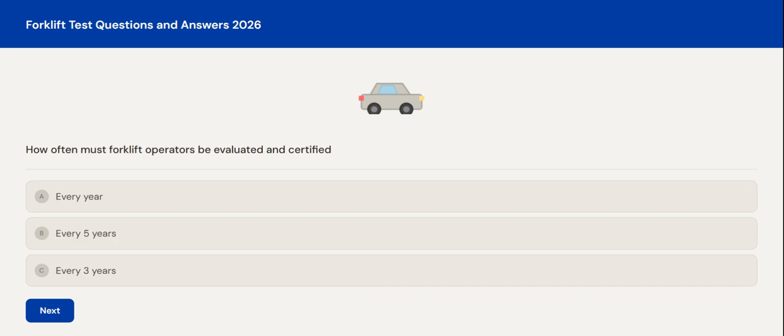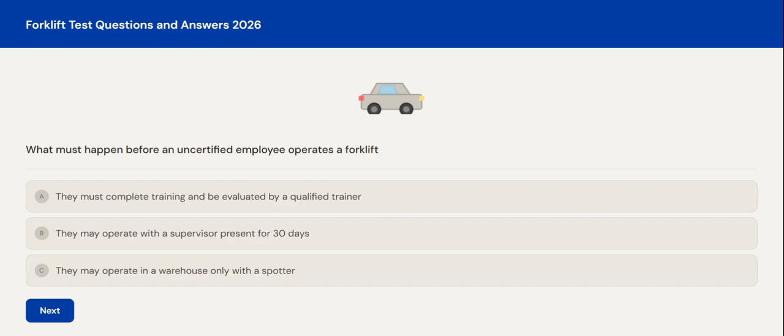Next question. How often must forklift operators be evaluated and certified? Every 3 years. Certification is not a one-time event. Every 3 years, your skills and knowledge must be formally re-evaluated by a qualified trainer.